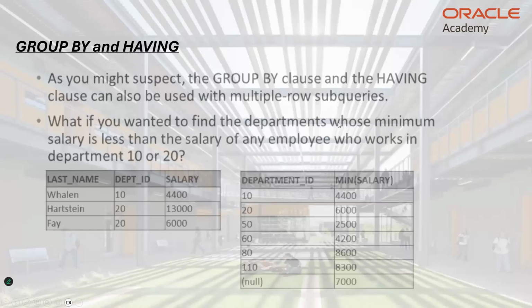So as you might suspect, the group by clause and having clause can also be used with multiple row subqueries. What if we wanted to find the departments whose minimum salary is less than the salary of any employees who work in department? Oracle is so ridiculous, but these are interesting questions. So this would be the results we're looking for.